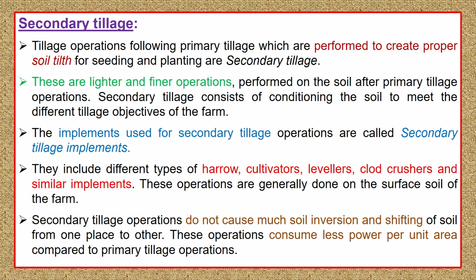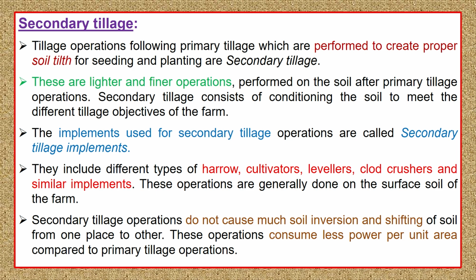They include different types of harrows, cultivators, levelers, clod crushers, and soil scoop and all. These operations are generally done on the surface of the soil rather than deep in the soil. The secondary tillage operations do not cause much soil inversion and they do not shift the soil from one place to another within the land. These operations consume less power per unit area, and that's how they differ from the primary tillage implements. So if you want to differentiate between primary and secondary tillage implements, this is how you can differentiate.